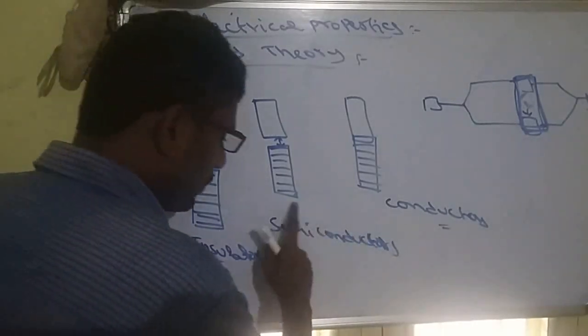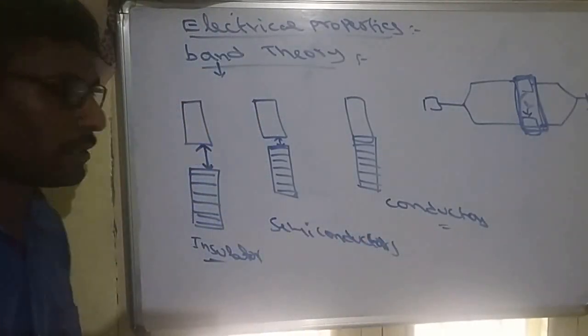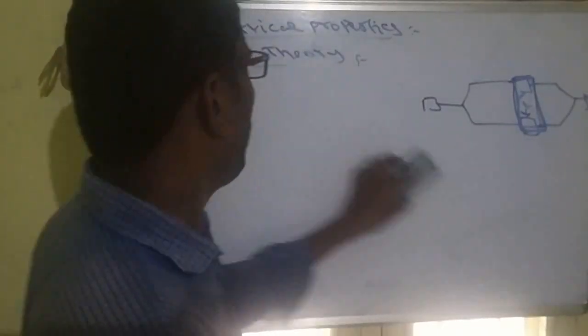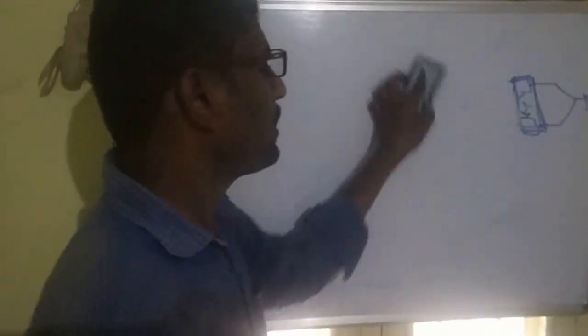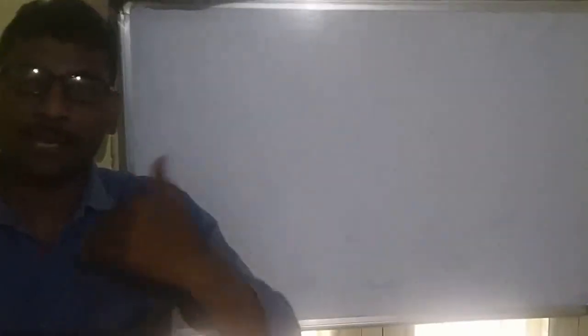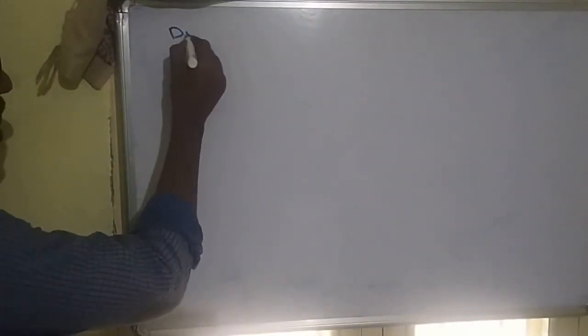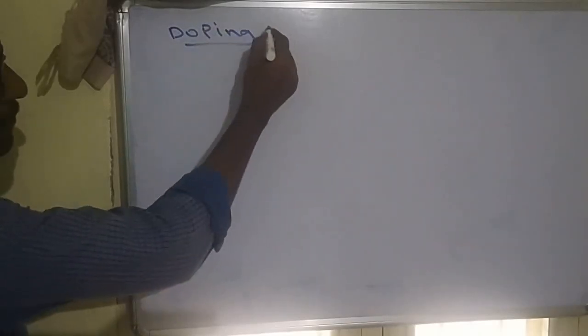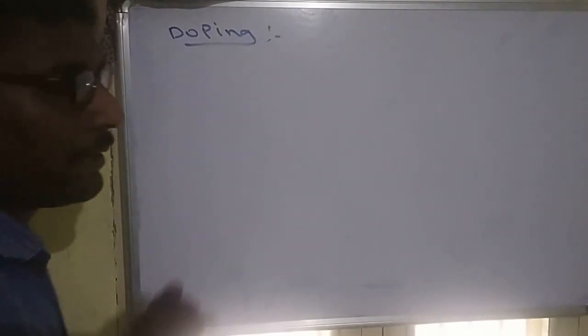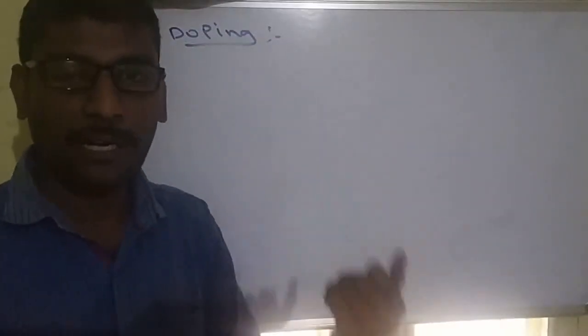So semiconductors are partial conductors whose conductivity can be increased by adding some additional materials. By adding some additional materials, the conductivity of semiconductors can be increased. The process is called doping. So doping is a process of increasing the conductivity of semiconductors by adding additional materials.